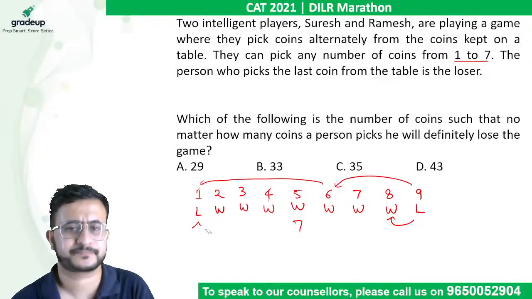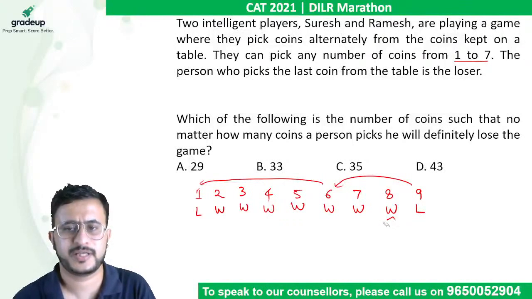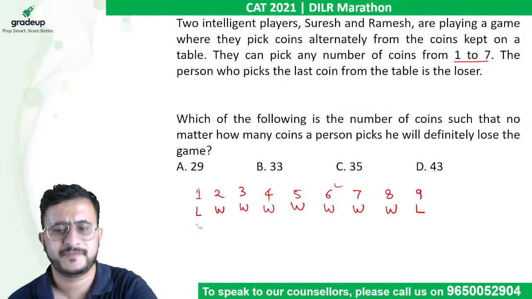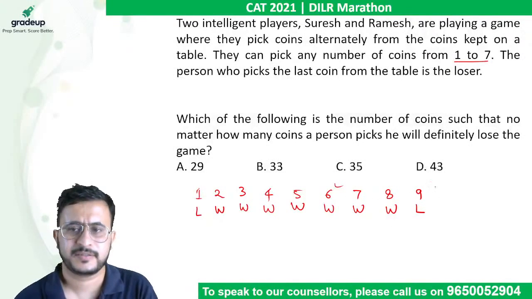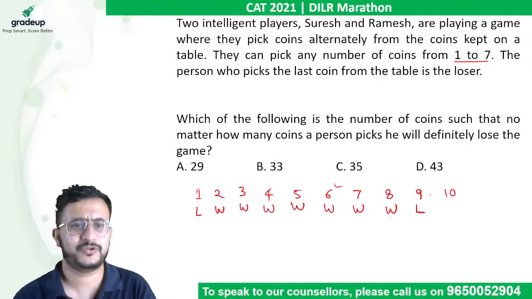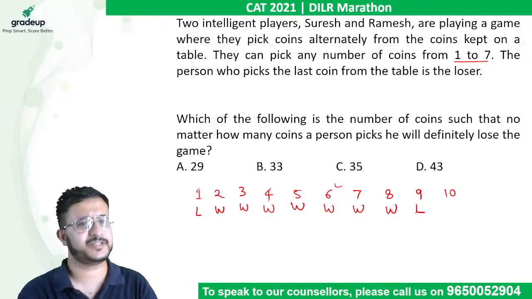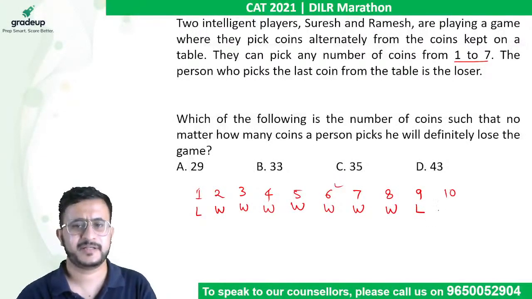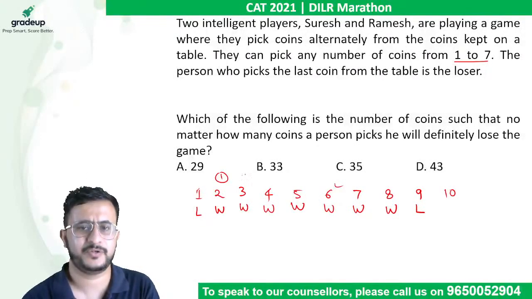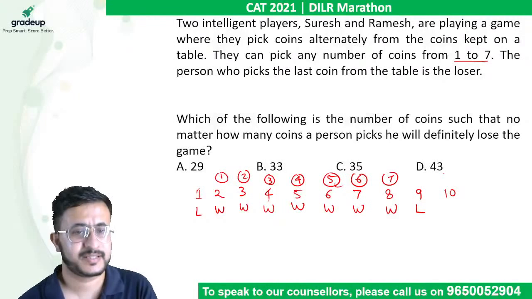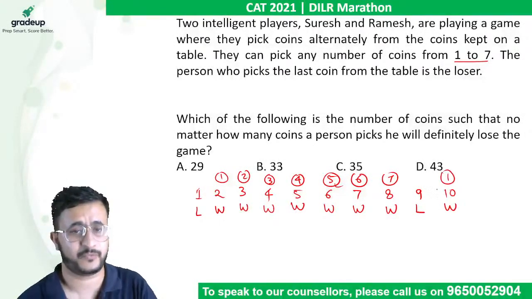All right? Okay. Now suppose there are 10 coins, what will happen then? I know if there are 9 coins on the table, the person is going to lose. So I will pick just 1 coin. If there are 10 coins, I will pick 1 coin and I will win the game. I can win the game if I pick 1 coin.